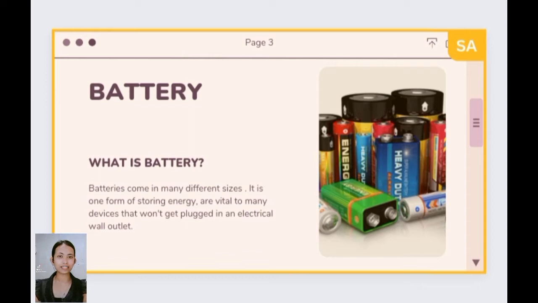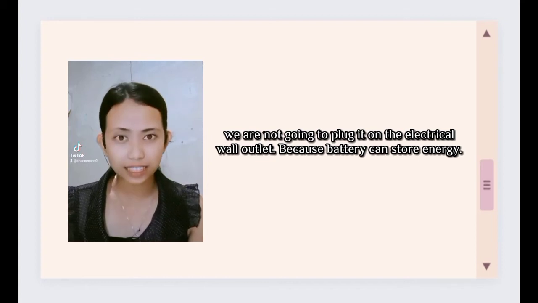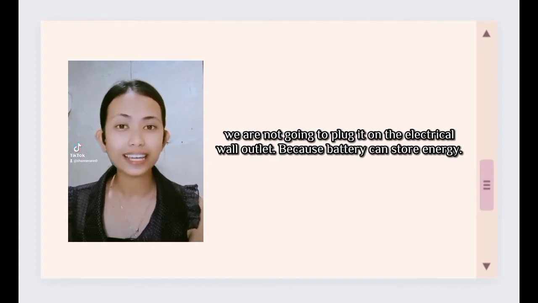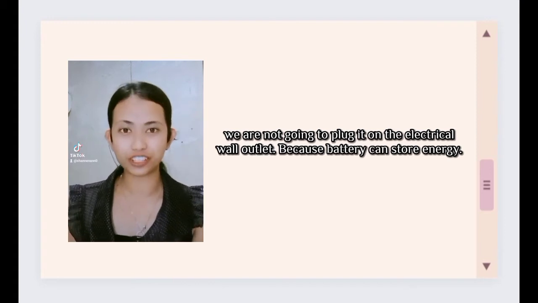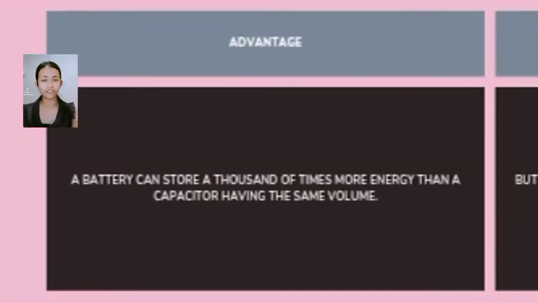So what are batteries? Batteries come in different sizes and are a form of storing energy. They are vital to many devices that won't get plugged into an electrical wall outlet. So when we say battery, we are not going to plug it into the wall outlet because a battery can store energy.